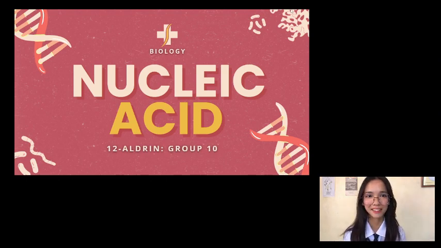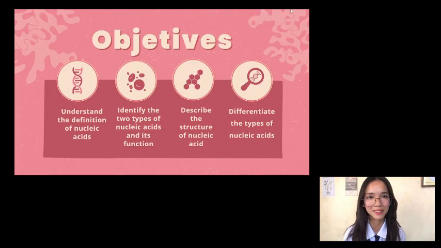World of nucleic acids. But before we proceed, let us first identify our learning objectives for this lesson. After this discussion, the learners should be able to do the following. First is to understand the definition of nucleic acids. Second is to identify the two types of nucleic acids and their functions. Third is to describe the structure of nucleic acids. And lastly is to differentiate the two types of nucleic acids.